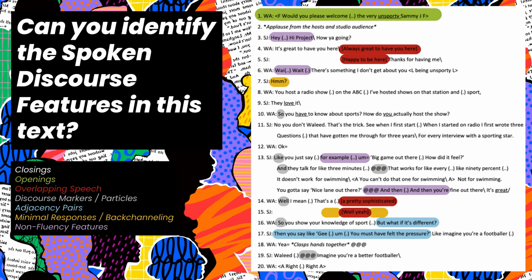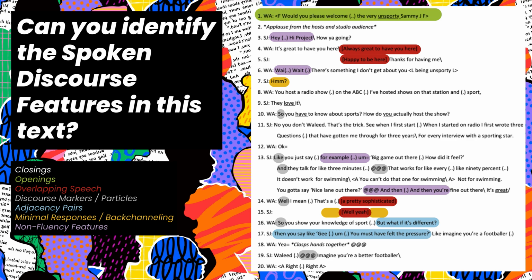In blue, we've got our adjacency pairs. Now, when we're thinking about adjacency pairs, it's important to remember that an adjacency pair is a question that prompts a response. So here on line 16, where Waleed Ali says, "But what if it's different?" And then Sammy J says, "Then you say like, gee, you must have felt the pressure," we can see here that this question is deliberately prompting this response from Sammy J. And he's able to expand on it in his following sentence, "Like, imagine you're a footballer."